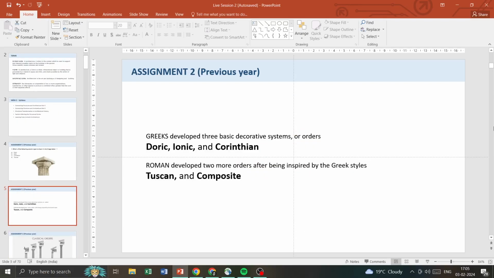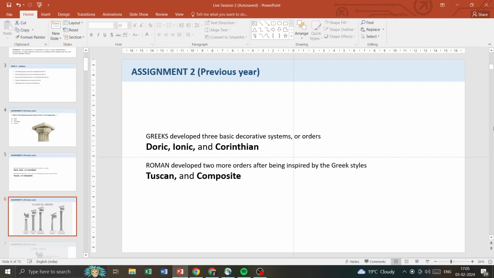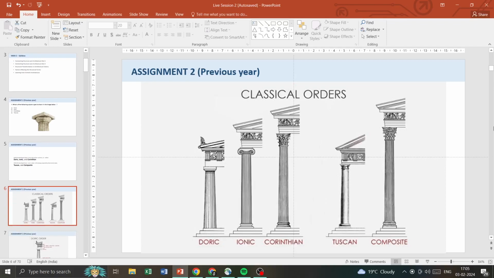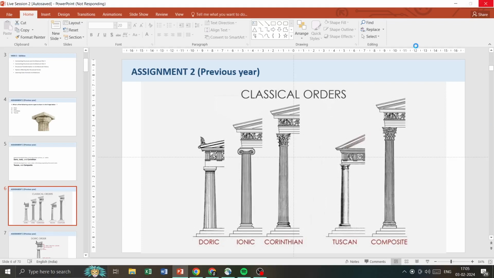First of all, Greeks developed the 3 basic decorative systems or orders, which are Doric, Ionic and Corinthian. Then Romans developed 2 more orders after being inspired by the Greek style, which were Tuscan and Composite. So Doric, Ionic and Corinthian are Greek orders, and Tuscan and Composite are Roman orders. This is how all the 5 orders look like: Doric, Ionic, Corinthian, Tuscan and Composite. Now I will quickly explain each order one by one.